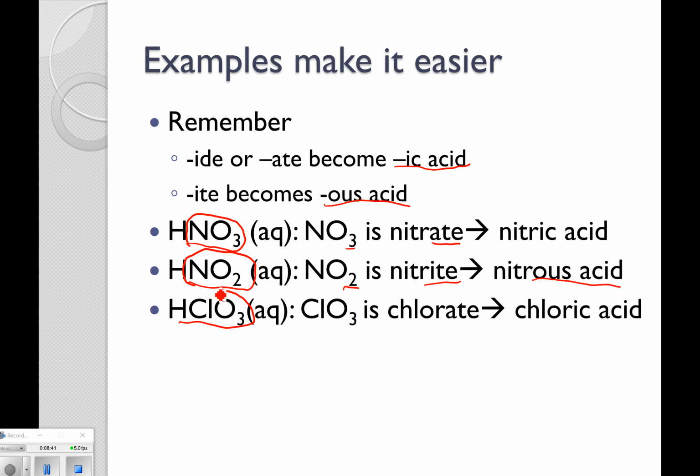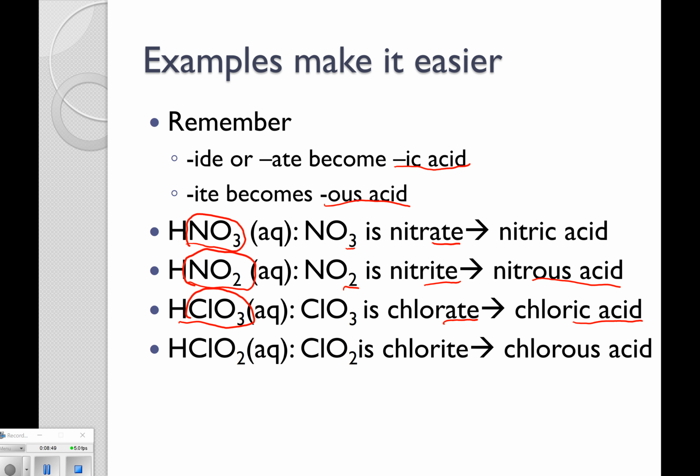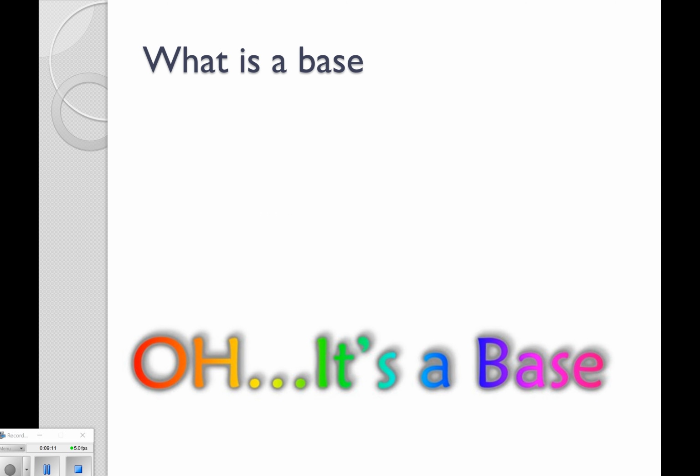HClO3 contains a chlorate ion ending in ATE. So it'll get the ic acid ending. So we get chloric acid. And HClO2 contains a chlorite ion. Anything ending in ITE gets the ous acid ending. So chlorite becomes chlorous acid. We'd normally read this as hydrogen chlorite. We drop the hydro or the hydrogen, we just use the polyatomic and it becomes chlorous acid.